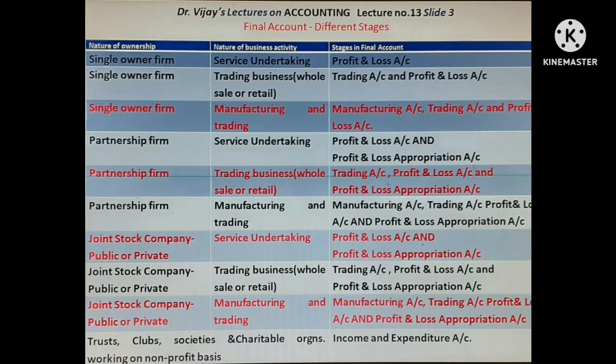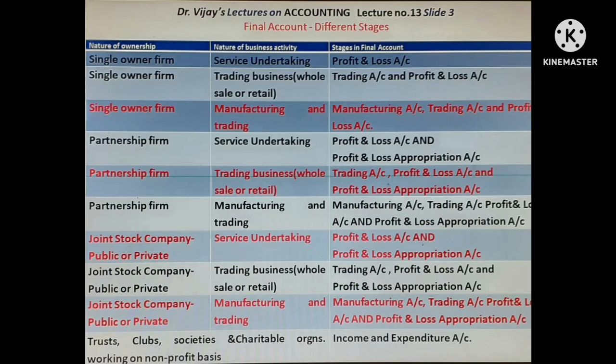Now, a partnership firm doing trading business, wholesale or retail, it should have trading account, profit loss account and profit loss appropriation account. I will not explain, I think it is clear. Now, a partnership firm in manufacturing and trading, producing something and selling, it should have manufacturing account, trading account, profit loss account and profit loss appropriation account.